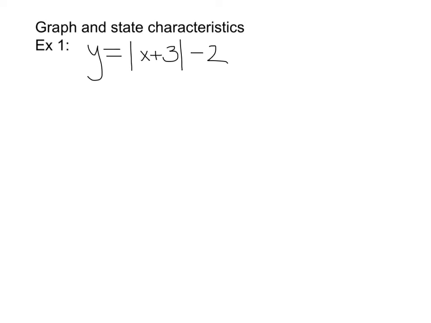In example 1, let's graph and state the characteristics of y equals the absolute value of x plus 3 minus 2. Okay, so thinking back to section 2.6, plus 3 that's inside your absolute value bars is going to move our graph to the left 3. The minus 2 at the end is going to move your graph down 2. Okay, and then A, the number out in front, A is just equal to 1, and we're going to need that later for our slope.